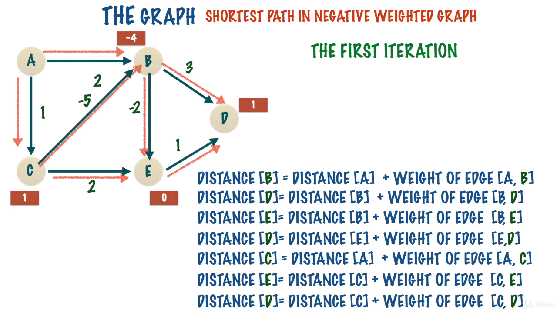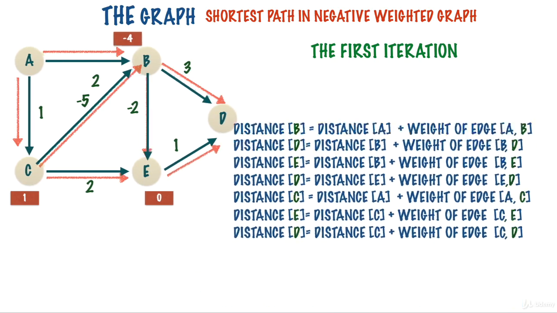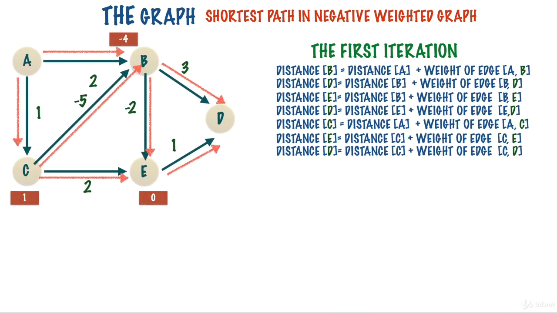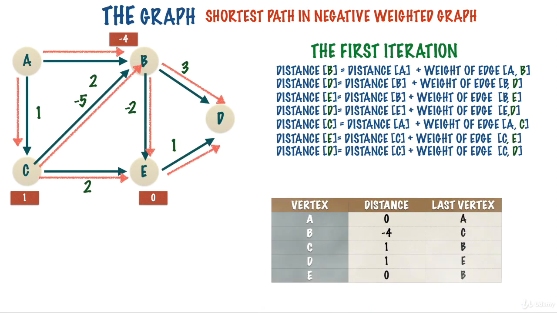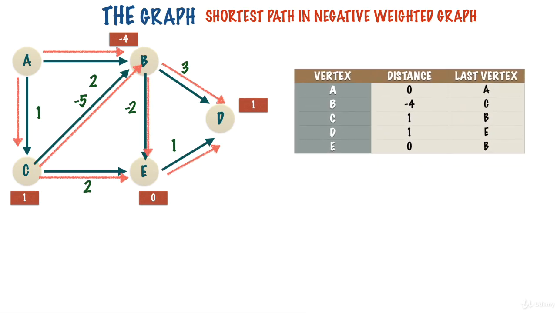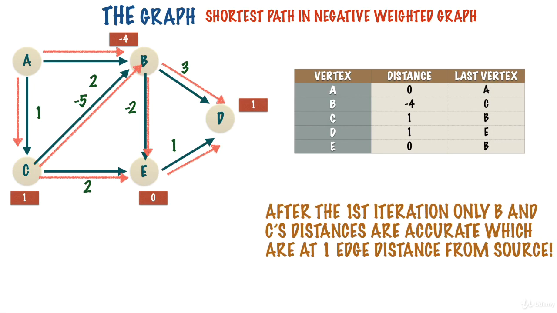After the first iteration, the distance table will look something like this. This is the distance table after the first iteration in our Bellman Ford algorithm. There are entries for every vertex, and the distance to that vertex is specified in the distance table as well. Notice something about the distance to every vertex. You'll see that the distance to vertices B and C are accurate.